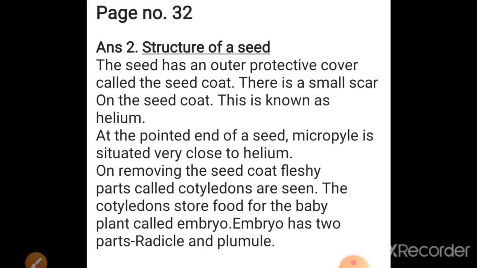On removing the seed coat, fleshy parts called cotyledons are seen. The cotyledons store food for the baby plant called the embryo. The embryo has 2 parts, the radicle and the plumule. So this is the answer of question number 2. Now come on, third.